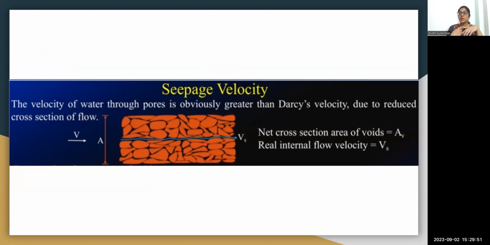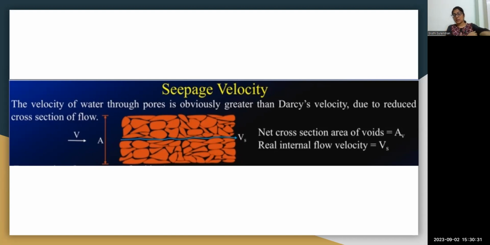So obviously, seepage velocity will always be greater than discharge velocity. Why? Because we know that velocity is equal to discharge by area. When we calculate Darcy's velocity or the discharge velocity of water flowing through the entire aquifer medium, we are taking into consideration the entire cross-sectional area of the aquifer material. And when we compute the seepage velocity, that is the velocity of water going through one pore space or one path, we are only considering the area of that pore or that network of pores in order to compute the seepage velocity.